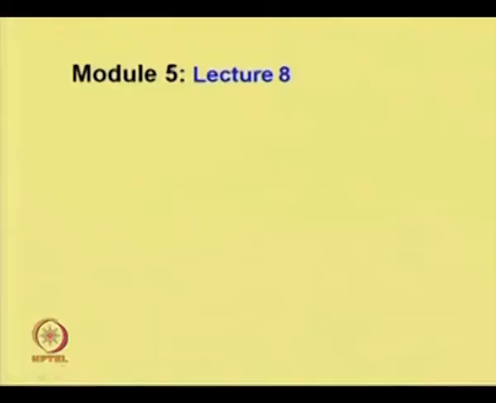Welcome to the 8th lecture of module 5. We are discussing distillation. In the last lecture, we covered total reflux and minimum reflux. At total reflux, we get the minimum number of trays or stages required to obtain a given separation. In the last class, we discussed how to obtain the minimum reflux using the McCabe-Thiele method.